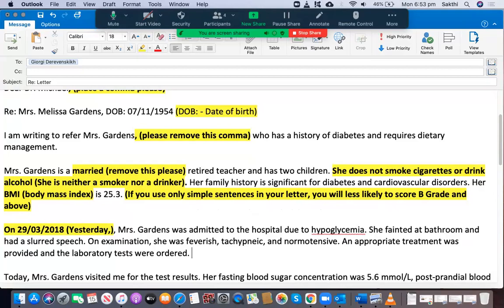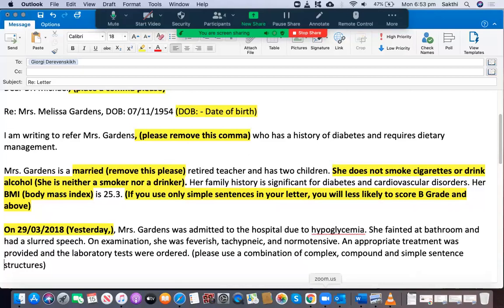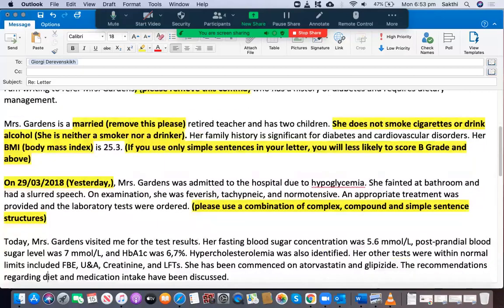That's fine, but most of these sentences again are falling under the simple sentence structure only. Please use a combination of complex, compound, and simple structures. So you have to use a combination of simple, complex, and compound sentence structures. You can't just use only one sentence structure in your writing. It's not good. All right, let's go to the next one.